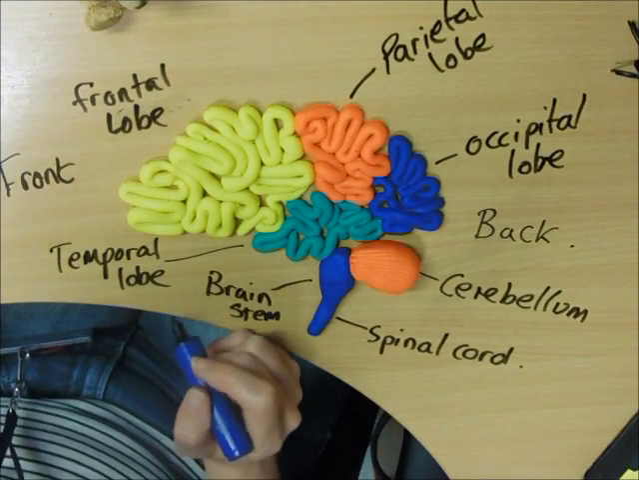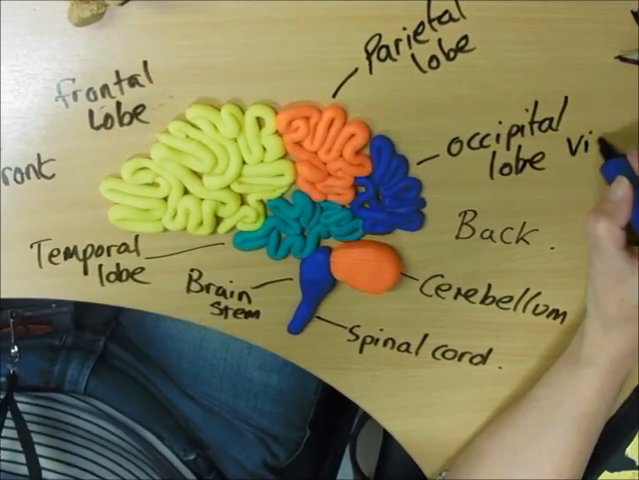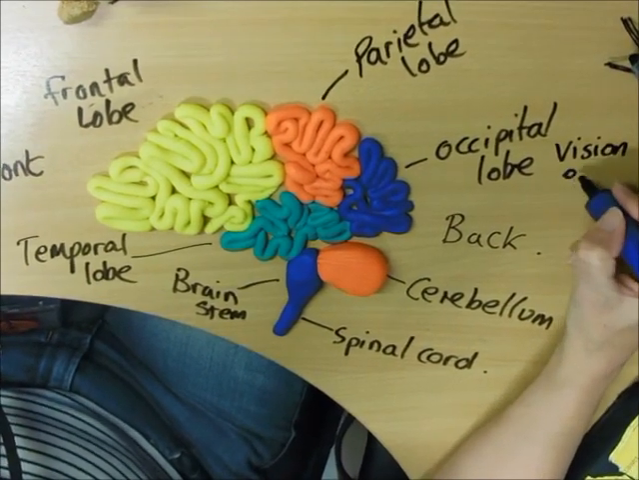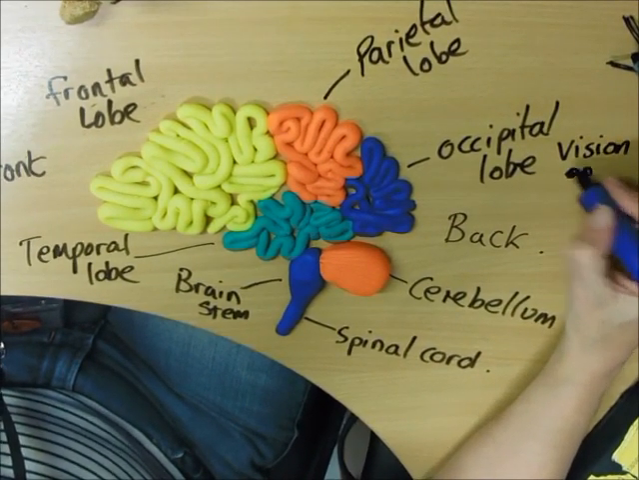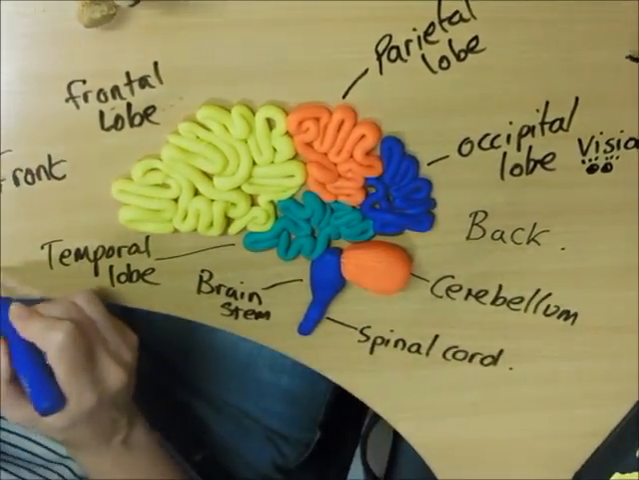Okay, so the occipital lobe at the back is generally to do with vision. The temporal lobe on the side is to do with hearing.